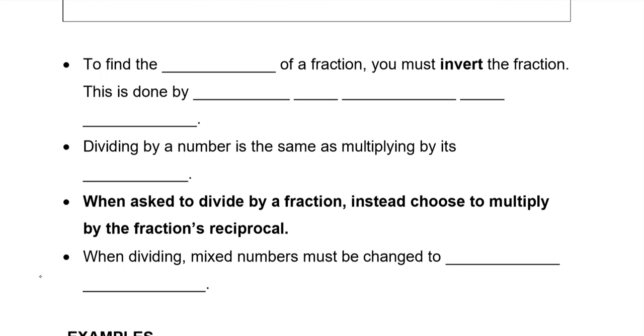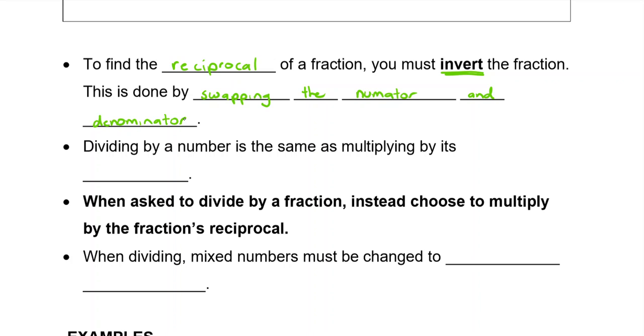So let's fill in some blanks first. And you'll see that it's not very different to the multiplying that I was just doing. Okay, so it says, to find the reciprocal, there's a new word, reciprocal of a fraction, you must invert, and that's in bold. Invert means to turn the fraction upside down. This is done by swapping the numerator and denominator.